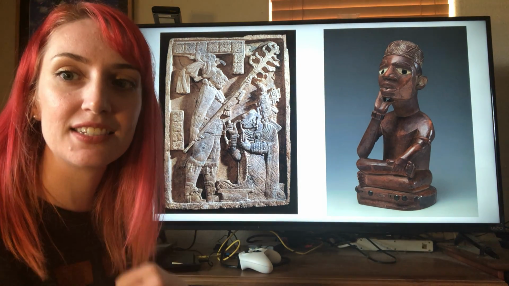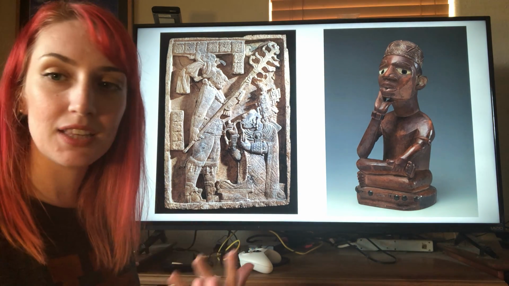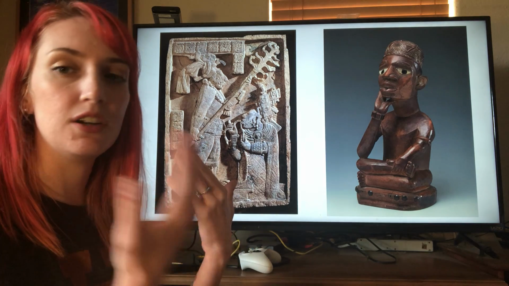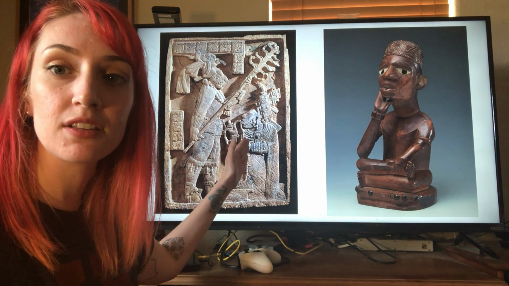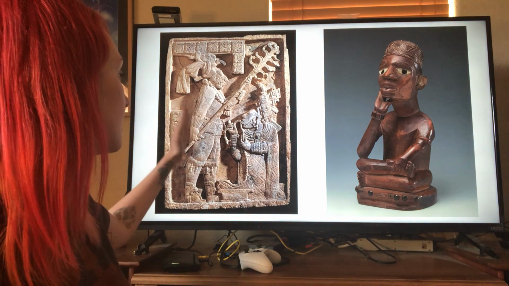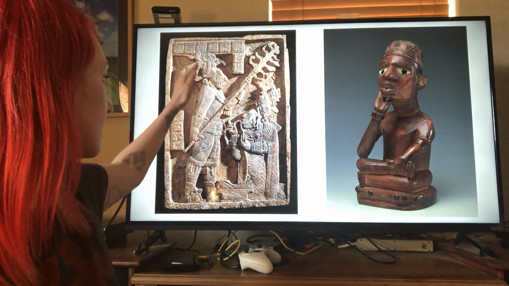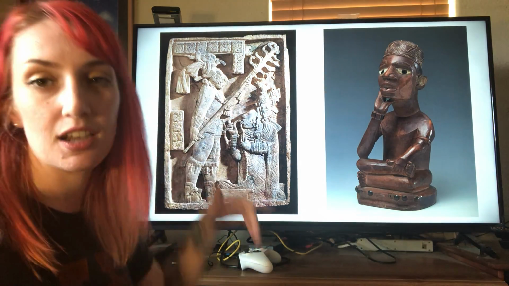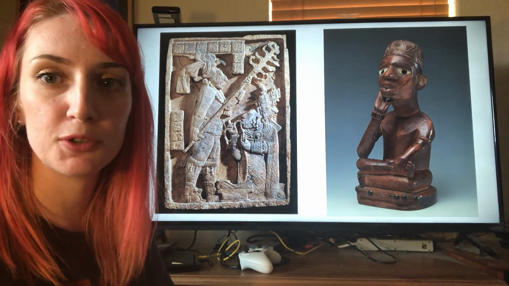Remember, Lady Zoc would give her divine royal blood to make a political meeting sacred as she's crossing the barrier between the real world and the supernatural world. So she's making this political event sacred. We can see a lot of his standards of power: the large staff, the elaborate headdress, elaborate clothing, elaborate jewelry, markings talking about his deeds, because Shield Jaguar was just like a super cool dude.